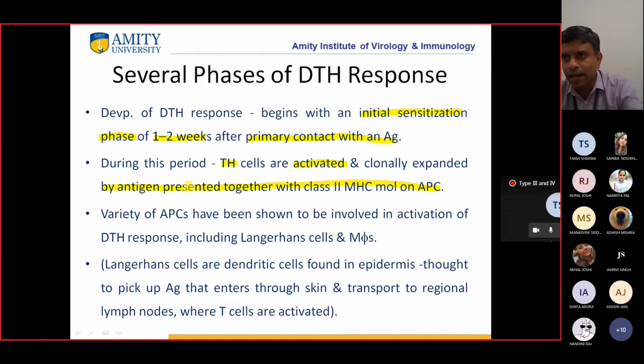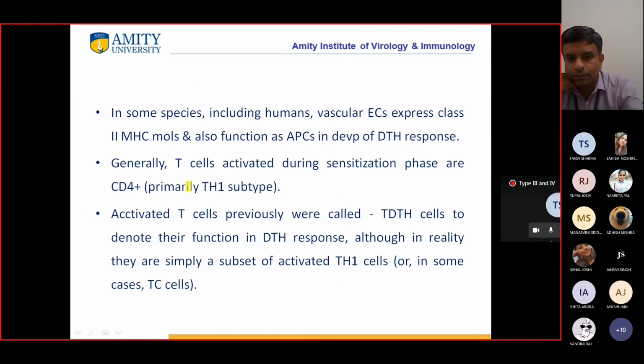You have to bring the antigen to the lymph node, the lymphoid organs where naive T cells are present, and that leads to activation of the T cells. Okay, now in some species including human, vascular endothelial cells express class 2 MHC molecule, and they also function as APCs. So in this case, we are talking about the non-professional APCs. They can also lead to development of DTH response.